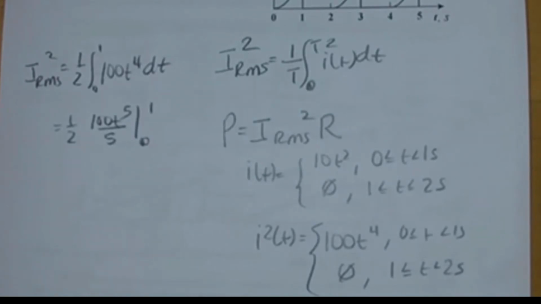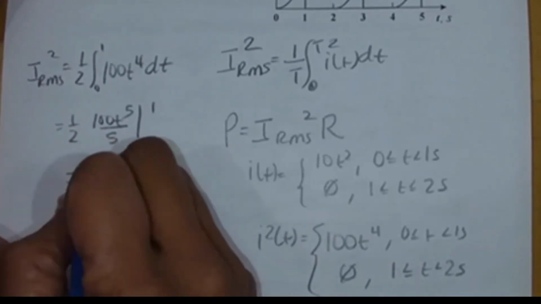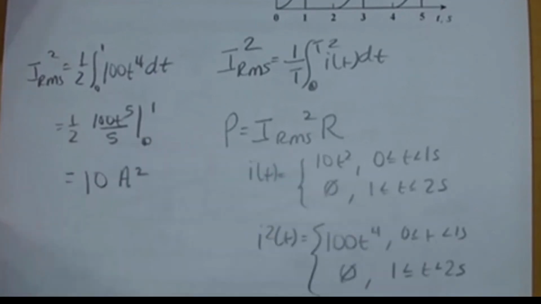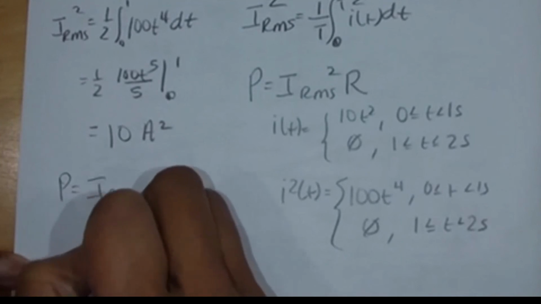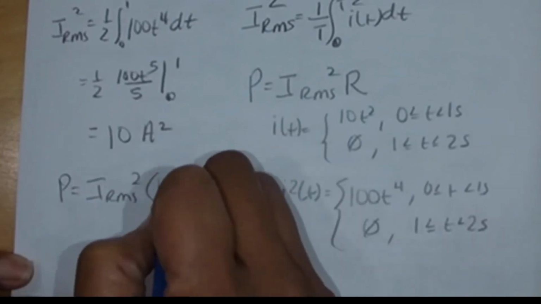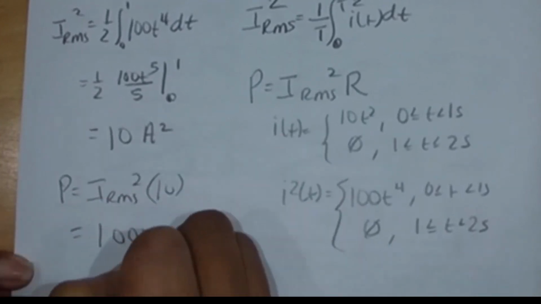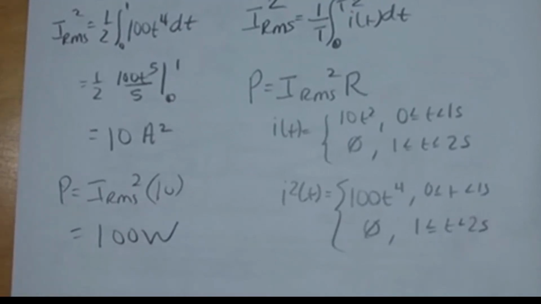Find the power. We'll find IRMS squared and then find the power. Okay, we're going to go with 10. Everybody who did not get 10, please try it again. Okay, now power is IRMS squared times 10 ohms, which is 100 watts.